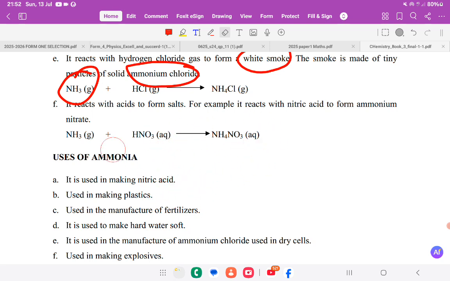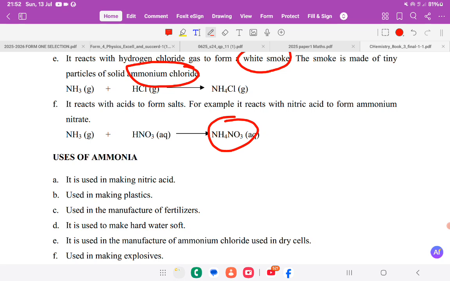Ammonia also reacts with nitric acid to produce ammonium nitrate. So we are saying ammonia reacts with acids to form salts. For example, it reacts with nitric acid to form ammonium nitrate. Ammonium nitrate is a very good fertilizer, as you should be able to learn in future when we are looking at the applications of these nitrogen compounds.